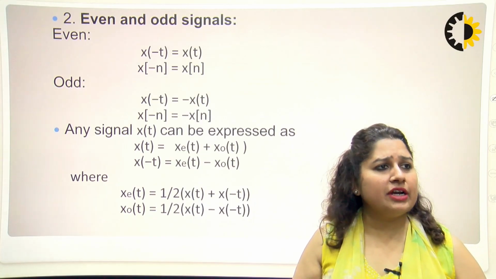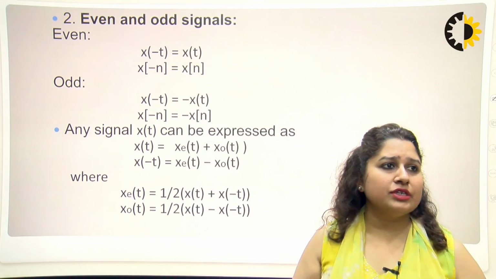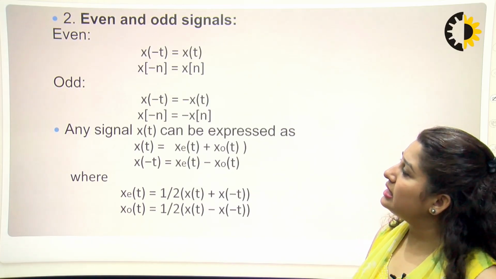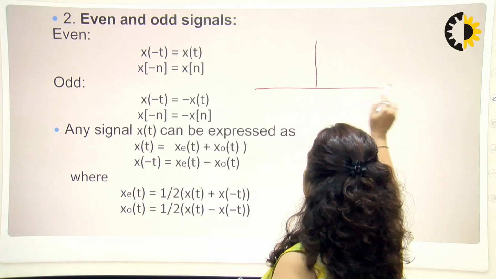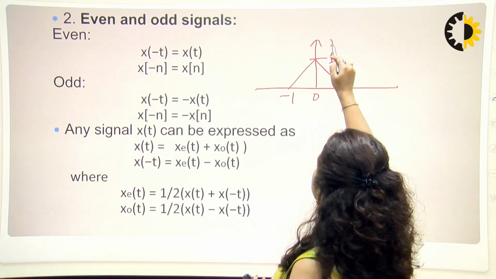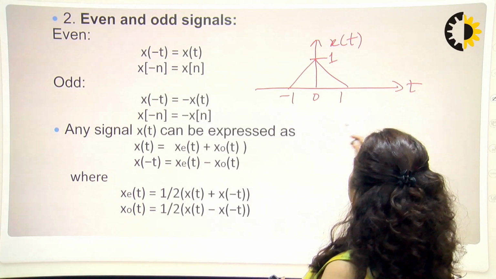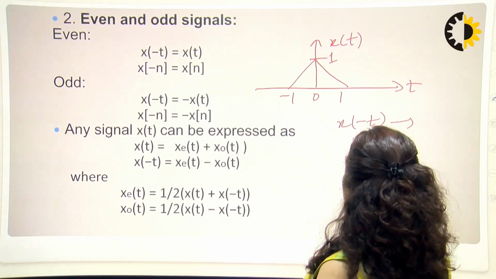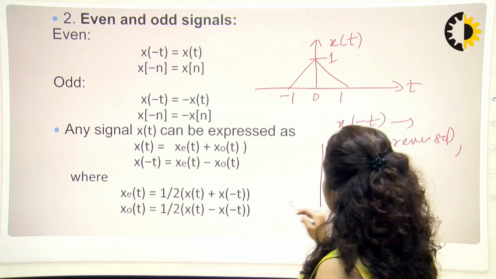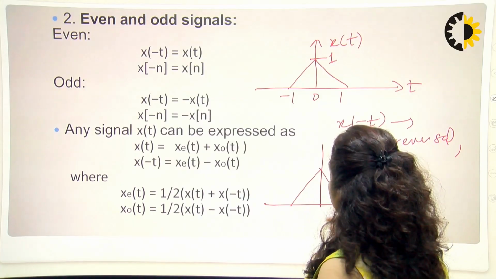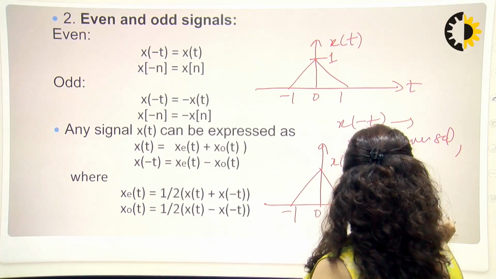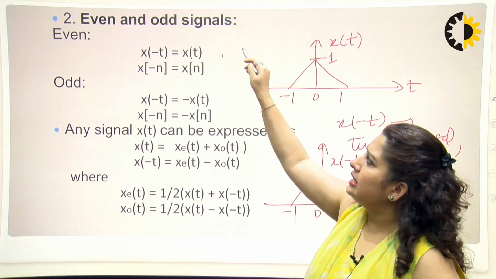So the next category is even and odd signals. Even signals are those signals in which we have a reflection, that is x of minus t, and we obtain the same signal. Suppose this is a signal from minus 1, 0, 1, and the amplitude is 1, and this is x(t). Obviously x(-t) is the time reversal, and for time reversal we flip the signal around the y-axis, and you obtain the same signal. So here x(t) is equivalent to x(-t), and that's why it is called an even signal.